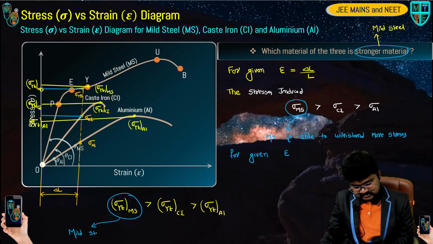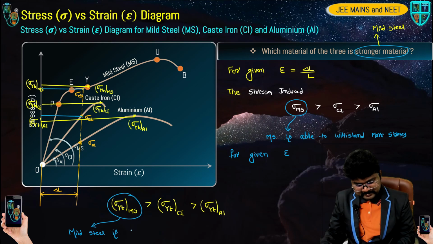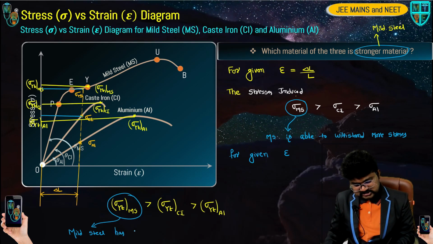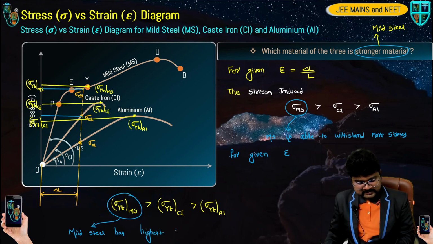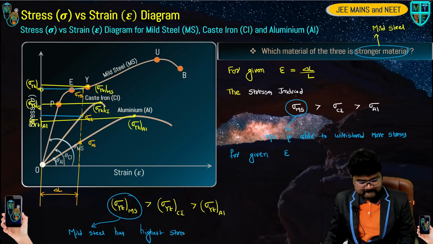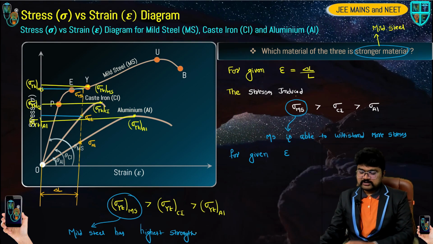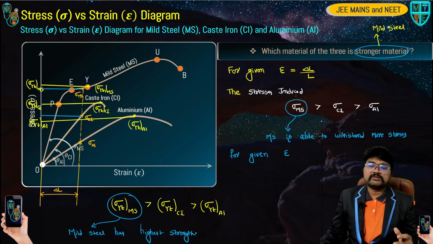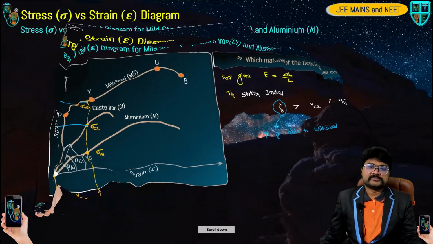Mild steel has the highest strength. For a given deformation, mild steel is able to withstand more loads, so it is stronger.